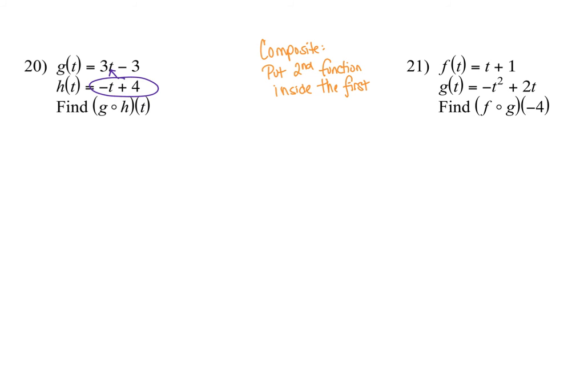So I'm going to say 3, and instead of t, I'm going to write negative t plus 4. And then I finish out that function, 3t minus 3. And then I want to simplify it, which just means distribute, combine like terms.